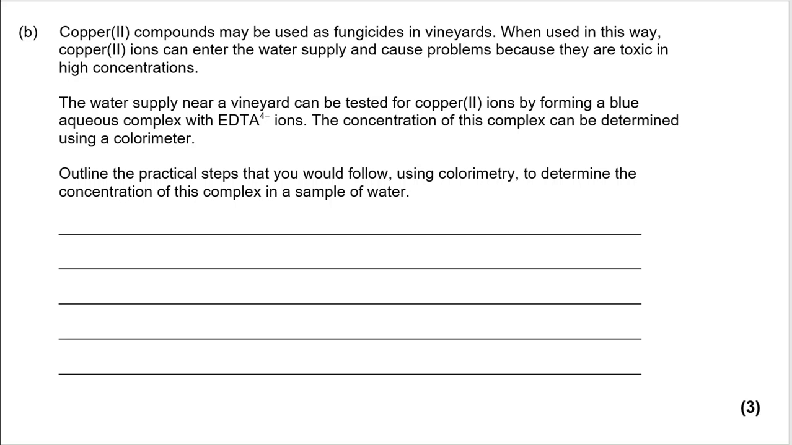Well, the first thing that we are going to do is calibrate the colorimeter. You may remember doing this in lessons, you may remember certainly seeing videos of it, but you will calibrate it and you get a mark for saying that. How do we calibrate it? Well, bear in mind, we want to know the concentration of the copper-2 ions. So let's make a series of copper solutions of varying, known concentrations.